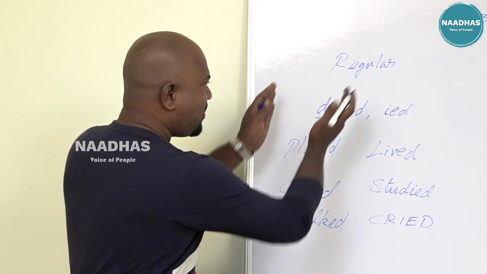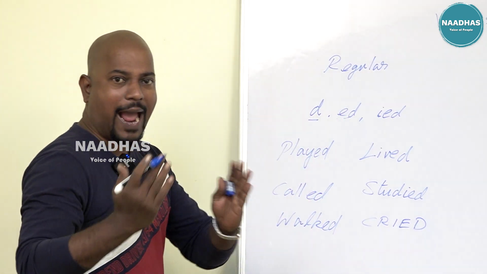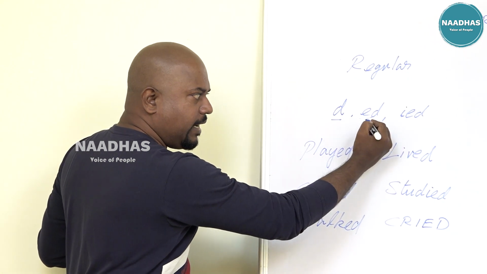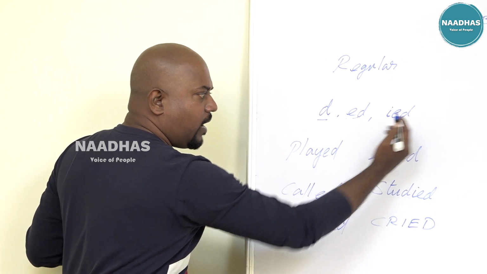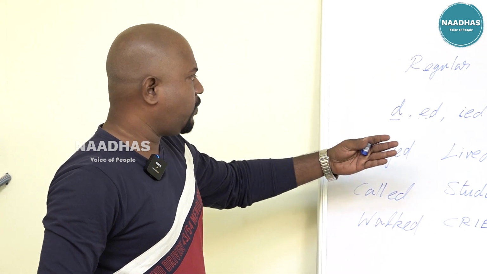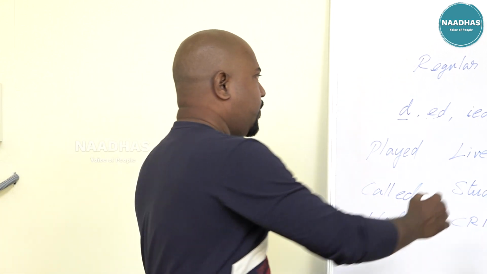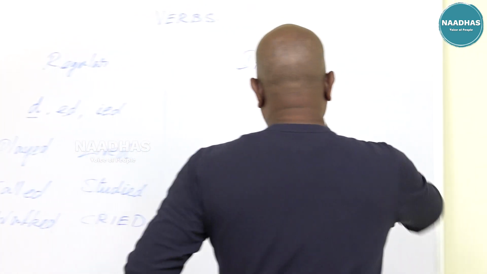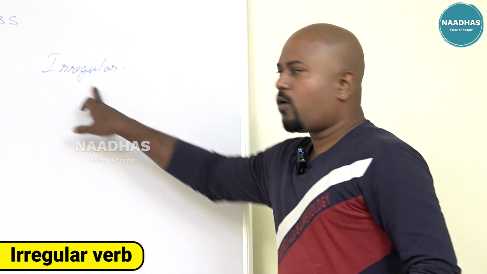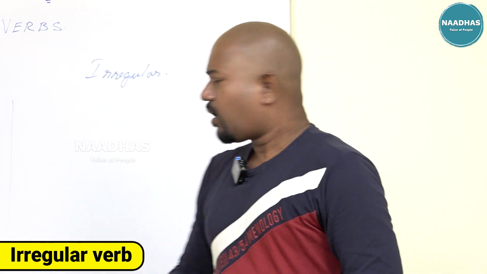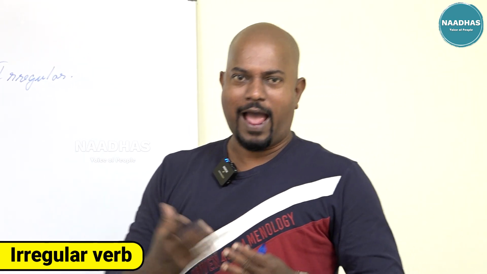So, in these regular verbs, we have a pattern. What is the pattern? If you add D or ED or IED, it becomes the past tense or the past form of the verb. But in case of irregular verb, the word itself indicates irregular, you don't have any pattern or any formula. The only option is you have to memorize it. There is no other go, right?